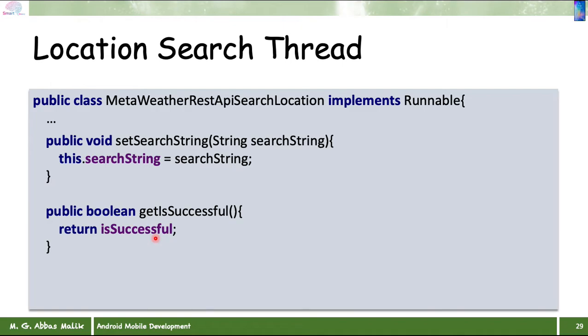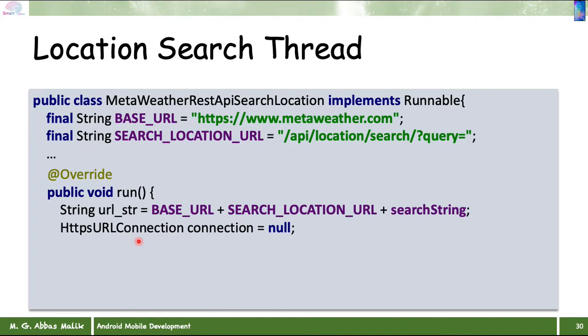Of course, we are going to make it true based on our implementation, but these are the things: setting the search string, and after finishing, getting the results back, whether it is successful or not. And then, as I told you, whenever you say implements Runnable, we need to override a run method. We need to implement that run method inside our class, which we are going to make a thread. So here in that run method, I am adding the base string, and after that we are putting slash api location query, and at the end we are also adding the search string which is provided by the user in the input field.